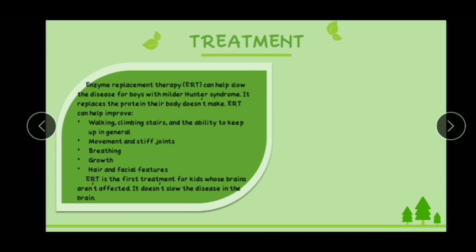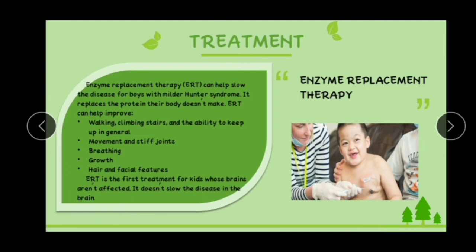Treatment. Enzyme replacement therapy, or ERT, can help slow the disease for boys with milder Hunter syndrome. It replaces the protein their body doesn't make. ERT can help improve walking, climbing stairs, and the ability to keep up in general, movement and stiff joints, breathing, growth, hair and facial features. ERT is the first treatment for kids whose brains are infected. It doesn't slow the disease in the brain. And this is a picture of enzyme replacement therapy.